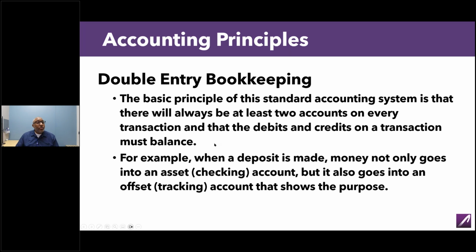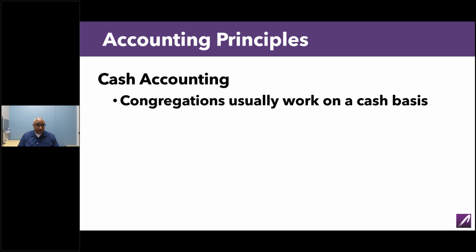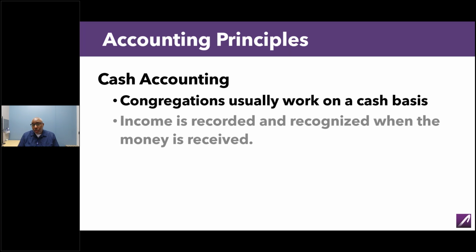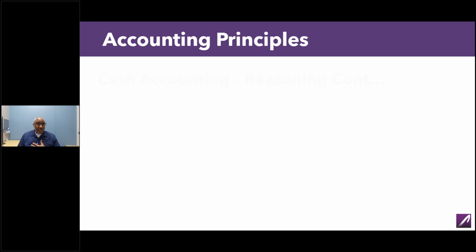Thank you. Okay, so double entry bookkeeping, then we use cash accounting. Typically, most churches are going to use cash accounting, but when you talk about accounting and finance, there's also the possibility that you're doing accrual accounting. So congregations usually work on cash accounting. Income is recorded and recognized when money is received. Expenses are recorded and recognized when the money is spent. That's how I believe churches should work.